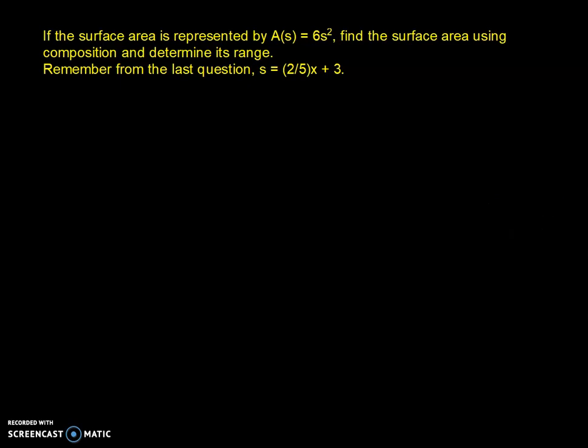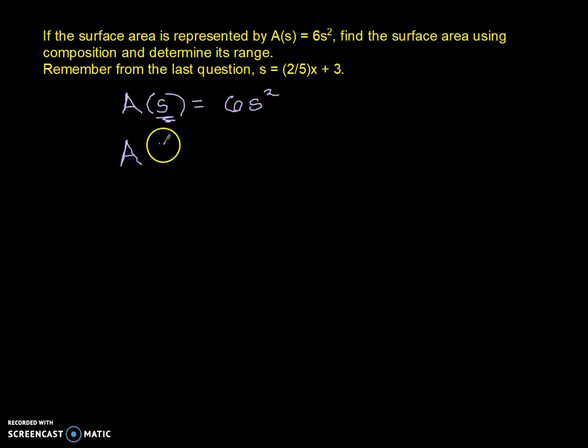Hey guys, so this is a continuation from the last problem for the volume of a square box. So let's say that we have the surface area represented by 6 times s to the second power. We are going to find the surface area using the composition and determine its range. So remember from the last question, they gave us the side, or s. So to start off, we're simply going to take that formula. Using composition of functions, we're going to replace the s with what we're given.